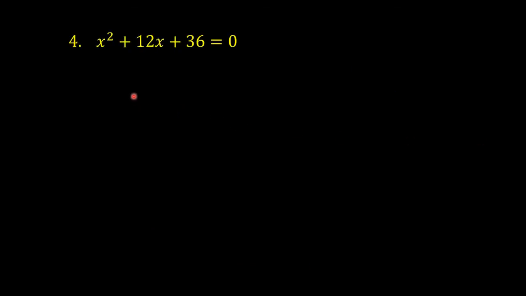Example number 4. x squared plus 12x plus 36 is equal to 0. There are three terms on the left side of the equation: 1, 2, 3. We can see that we can extract the square root of the first term and also the square root of the third term. The square root of the third term is 6. If you multiply that by the square root of the first term, we get 6x, and then if you multiply that by 2, we get 12x, which is the middle term. So we can apply factoring perfect square trinomials.